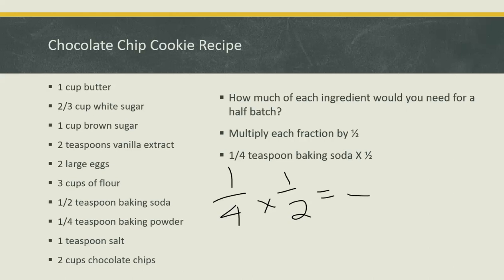Multiply across the top. 1 times 1 is 1. 4 times 2 is 8. That means half of 1/4 is 1/8 teaspoon.